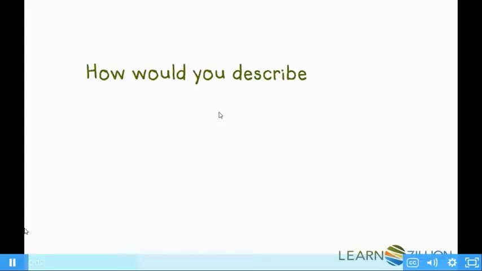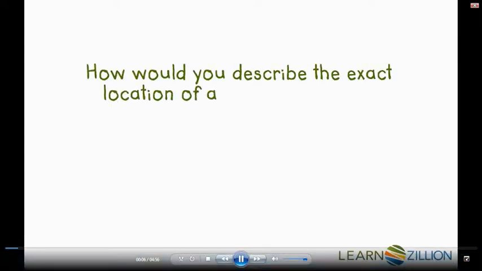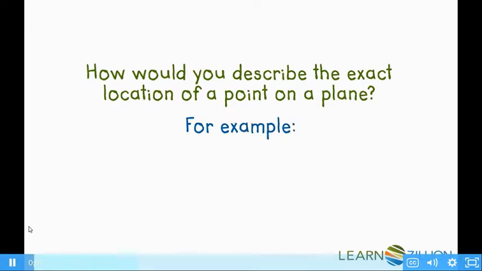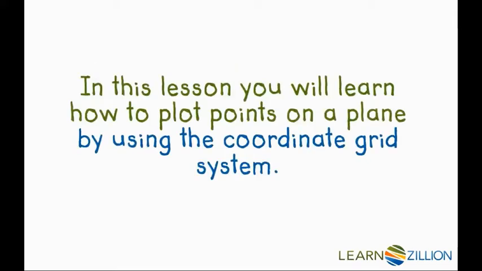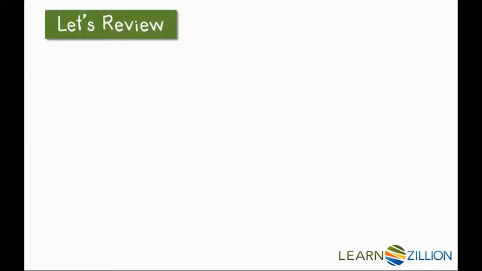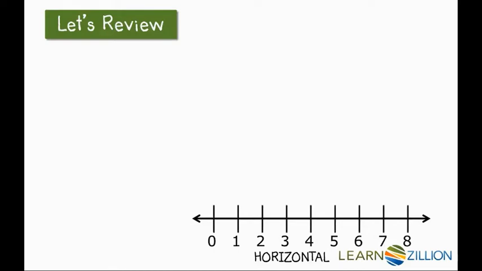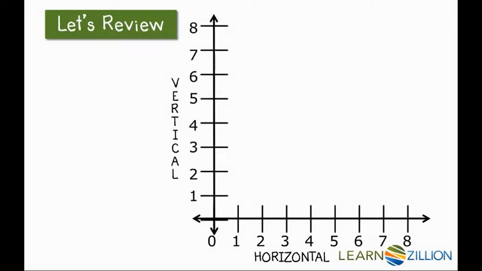How would you describe the exact location of a point on a plane? For example, how would you explain exactly where the blue point is located on this plane? In this lesson, you will learn how to plot points on a plane by using the coordinate grid system. Let's review. You've been learning about all the parts that make up a coordinate grid system. You already know that horizontal and vertical number lines are used to create a coordinate grid system that helps us to locate points on a plane.